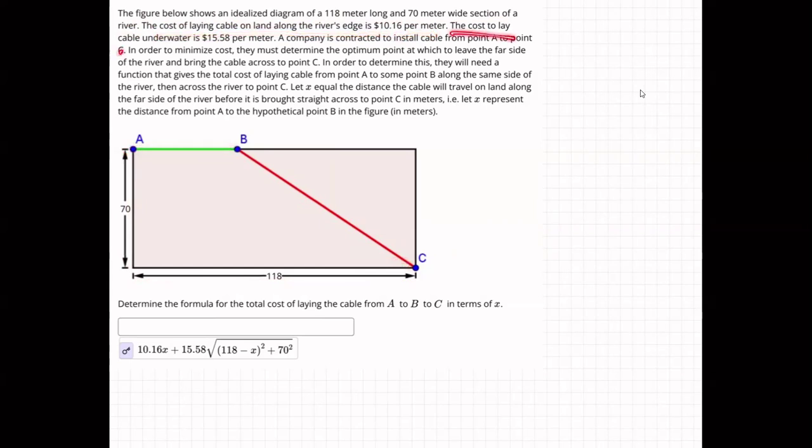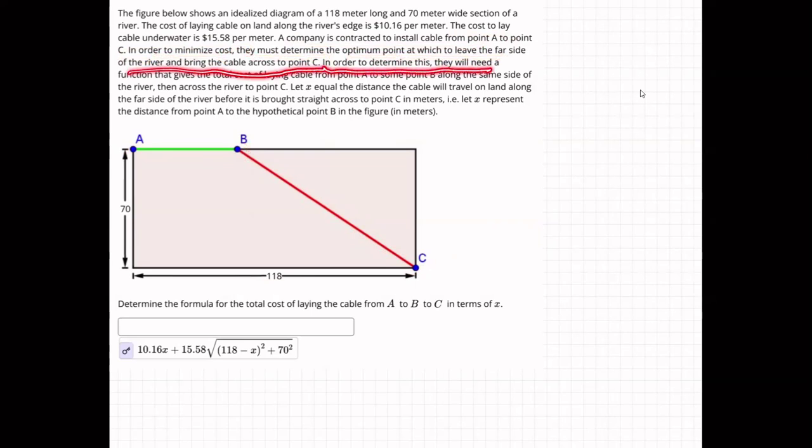The cost to lay cable underwater is more. That costs more. They've got to have scuba divers go down, and underwater welding is very expensive, all that kind of stuff to put this cable right here under the water to cross the river. A company is contracted to install cable from point A to point C on the other side of the river. In order to minimize cost, they must determine the optimum point at which to leave the far side of the river and bring the cable across to point C.